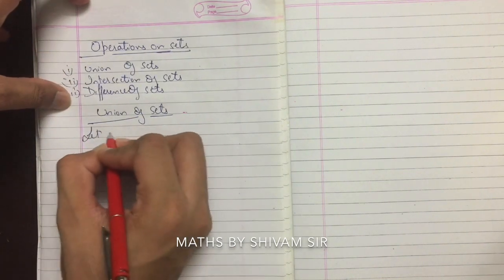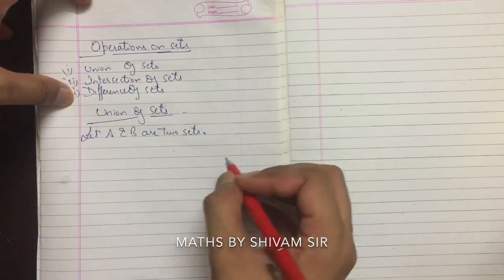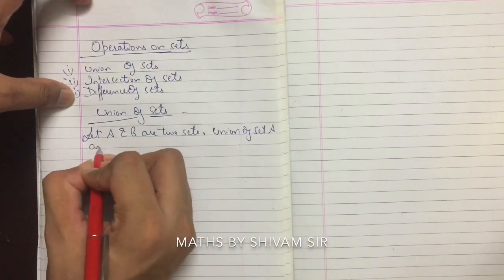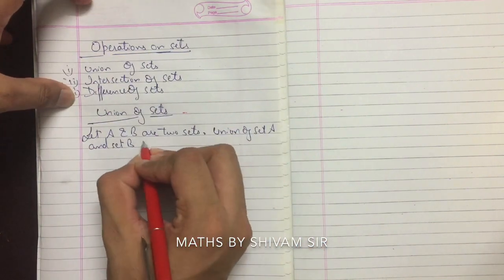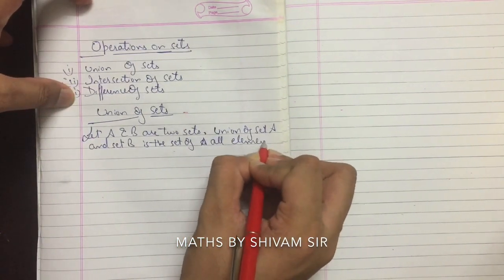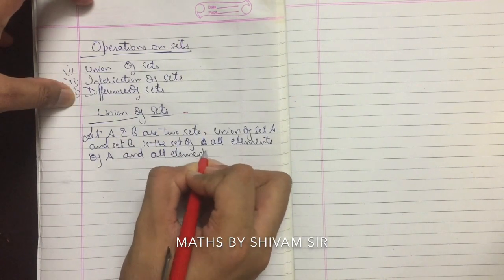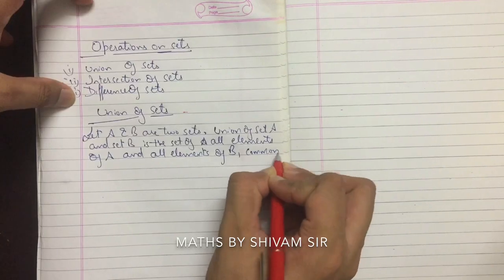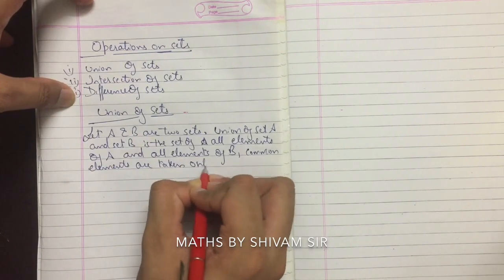I'll explain the definition of union of sets. Let A and B be two sets. The union of set A and set B is the set of all elements of A and all elements of B, where common elements are taken only once.